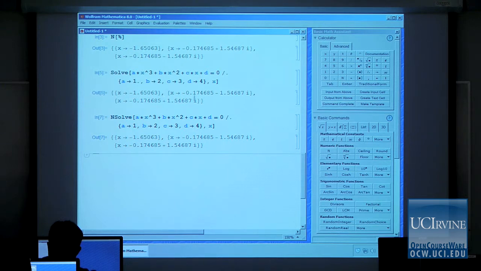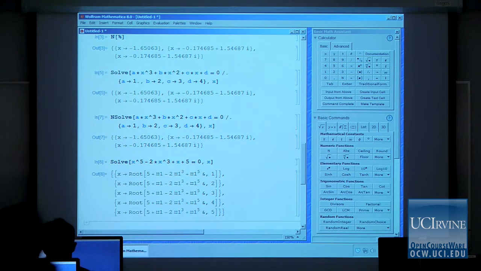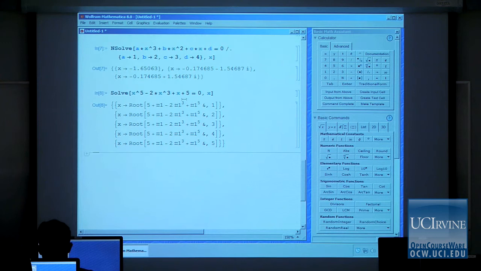Okay, so let's try one of those cases where the exact solution doesn't exist. So let's try this quintic polynomial. It's going to be x to the 5th minus 2 times x cubed, and then plus x and plus 5. We'll set that equal to 0 and try to solve that for x. And notice we get something out that doesn't look very useful. This is a sign that we were unable to get an exact solution.